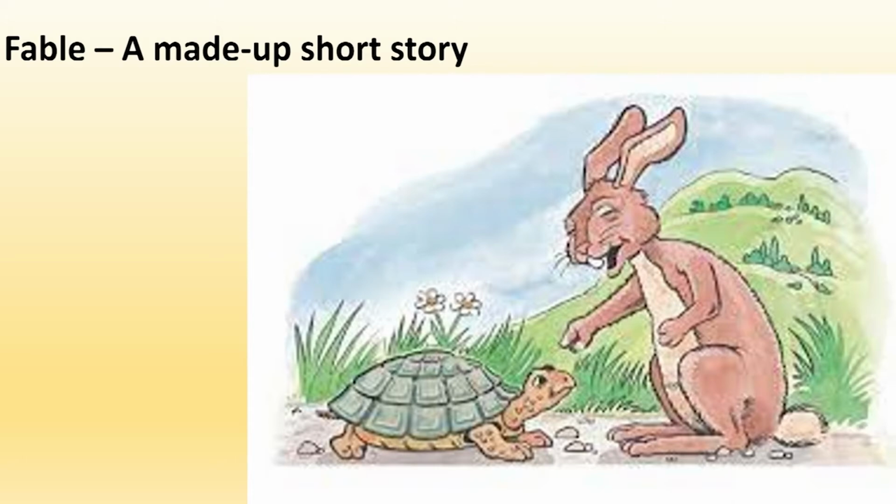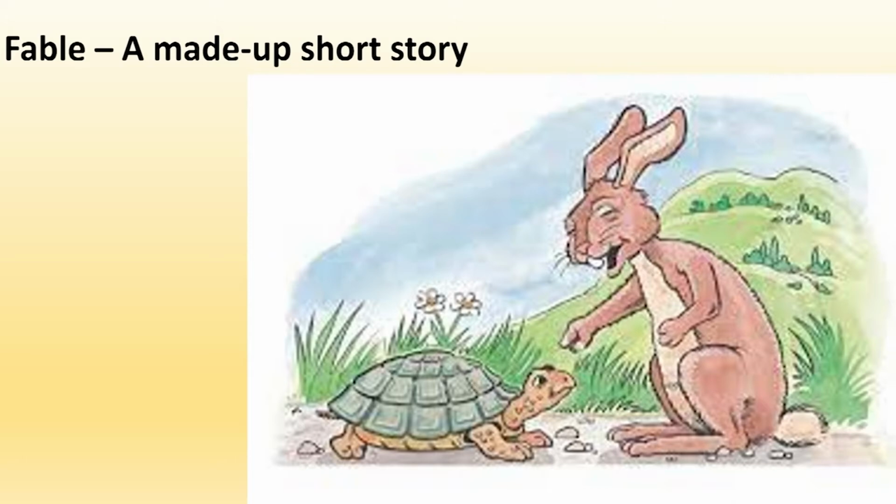The first word is fable. The story, the tale that we're going to read today, is a fable. And a fable is a made-up short story. But there's more to a fable than that. The characters in many fables are often animals, and the animals can think and talk just like people. And another thing fables do is they try to teach us a lesson.